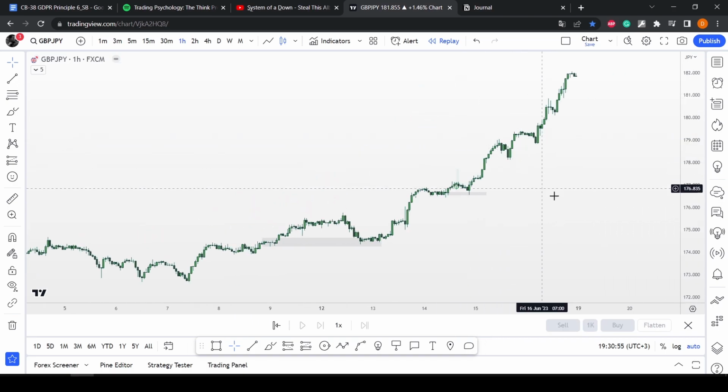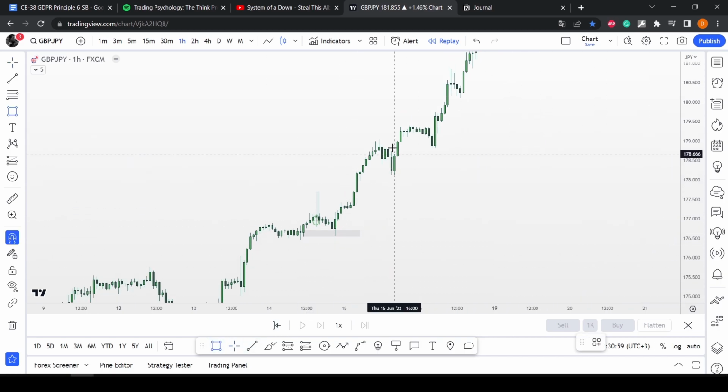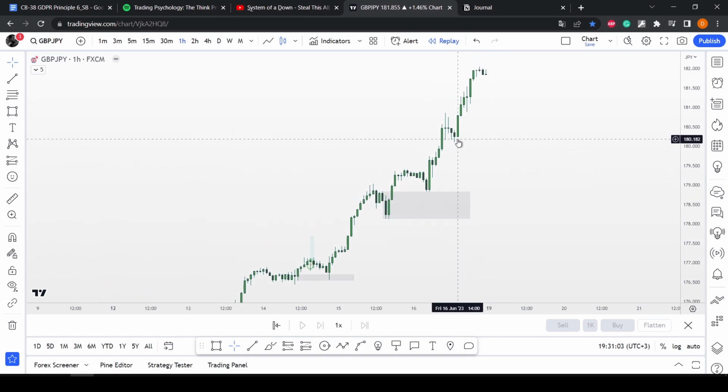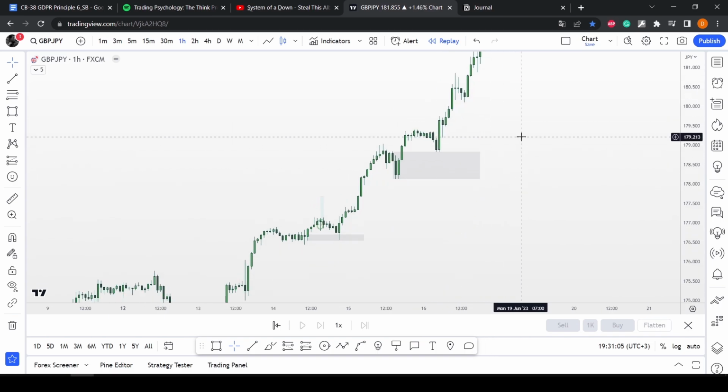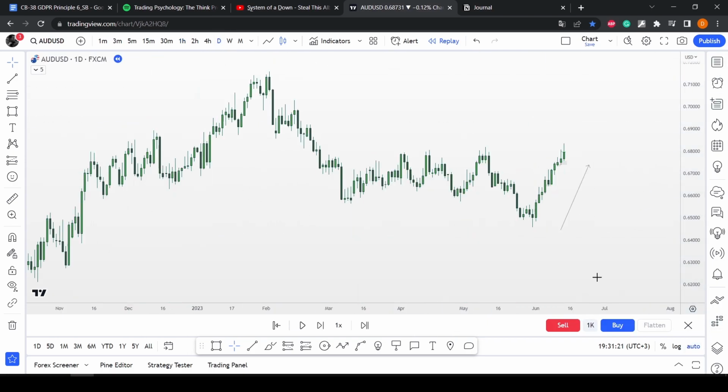It continued bullish, created this opportunity, but as I said, I was not too active this week, so we had this opportunity and maybe something here. So go and research yourself. So this was my second trade, and my third trade was AUDUSD.